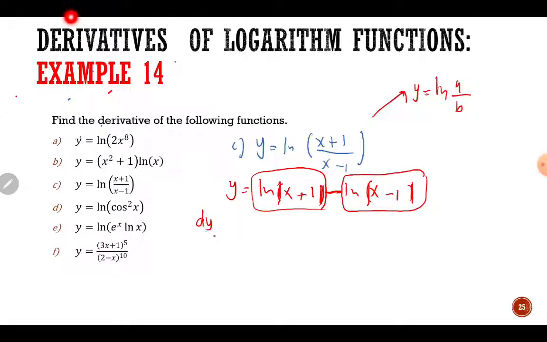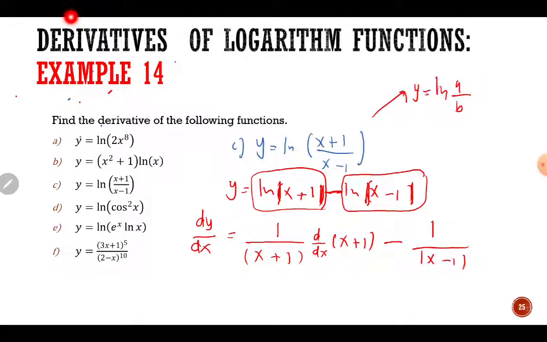Your dy dx then is equals to 1 over x tambah 1 darab dengan d dx of x tambah 1 tolak dengan 1 over apa? This is x tolak 1. X tolak 1 d dx of x tolak 1. There you go. Nampak tak?